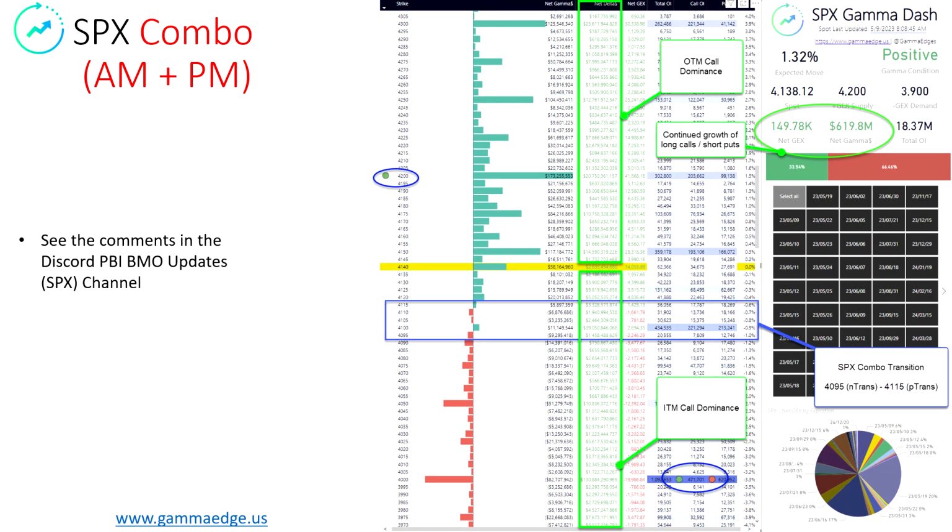Finally, taking a look at the combo complex, we've got out of the money call dominance, we've got in the money call dominance below us, and why this is very, very important. This is a great runway for advancement of the bulls. If there was any picture that I would say, what are you looking for in a bullish scenario, it's this picture. Very, very clean. We're continuing to get growth of long calls and short puts in terms of GEX exposure.